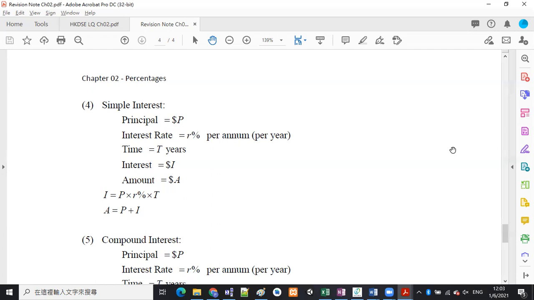So if it is calculated by the simple interest method, 大家記住，因為兩樣嘢有少少唔同。Then we will calculate the interest first. Interest is calculated by principal times R% times T, the time. Time is measured in years. And then, if the question asks to find the amount, we just add the interest to the principal, and you get the amount. So the main formula is I equals P times R% times T.